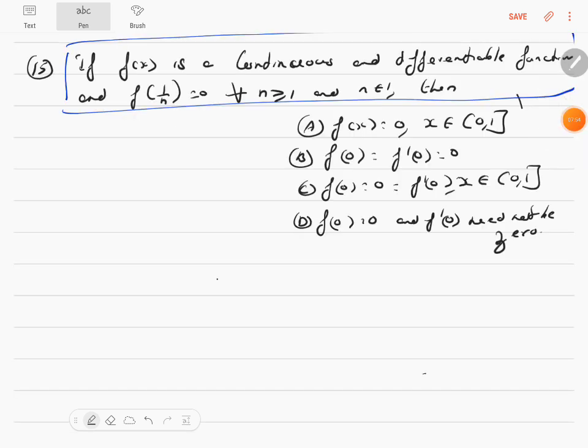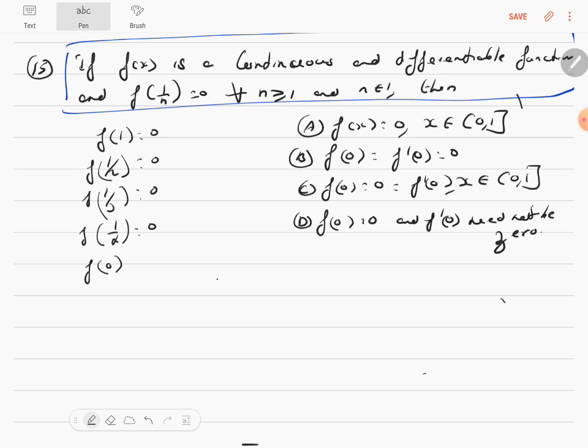So this is a tough question for me. I'm trying to think. If f of x is a continuous and differentiable function, and f of 1 by n is equal to 0 for n greater than or equal to 1, n being a natural number, then f of 1 is also 0, f of 1 by 2 is also 0, f of 1 by 3 is also 0, f of 1 by infinity is also 0. But you know that f of 1 by infinity is nothing but f of 0. So f of 0 is also 0.